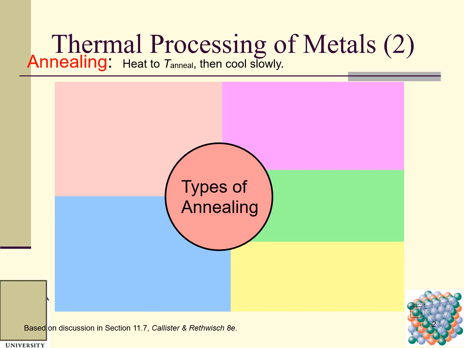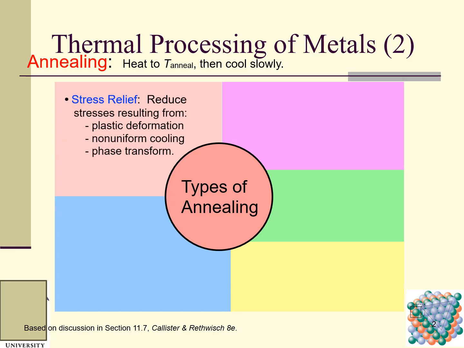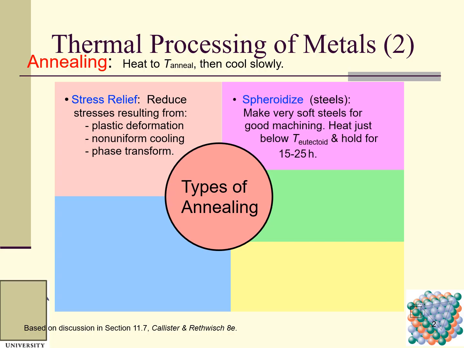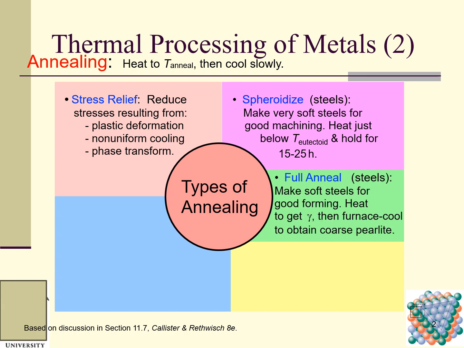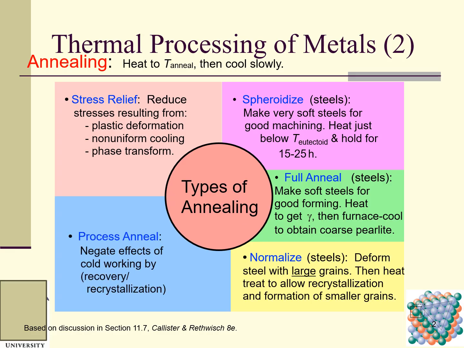So here are the types of annealing. Okay, first one is the stress release, and second one is spheroidizing, to have the spheroidite microstructure. And third one is full annealing, for steels, to make soft steels for good forming: heat to get this gamma, which is iron gamma, and then furnace cool to obtain coarse pearlite.